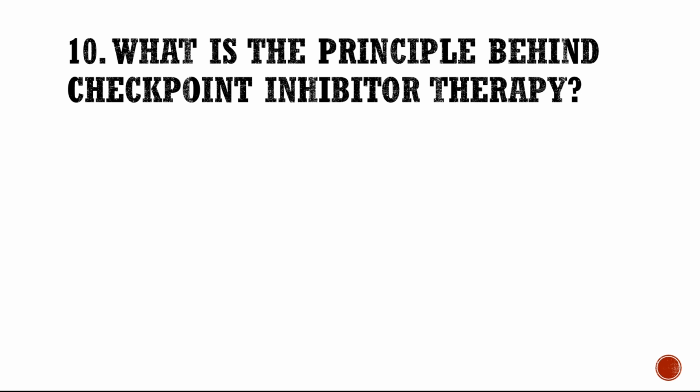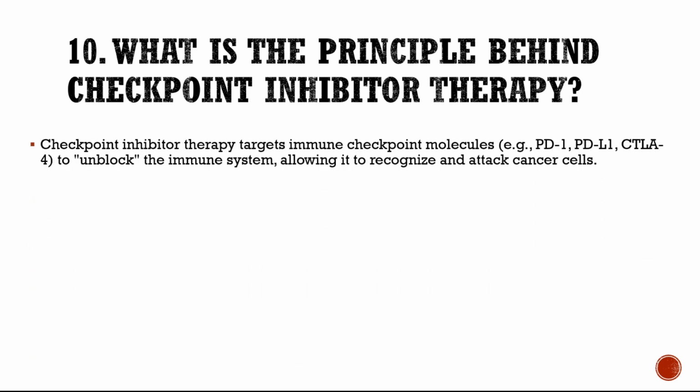Then the principle behind checkpoint inhibitor therapy. We have seen that checkpoints are there to regulate how the immune response reacts to foreign antigens but not overreact to own tissue. So here is the principle: checkpoint inhibitor therapy targets immune checkpoint molecules to unblock the immune system, allowing it to recognize and attack cancer cells.